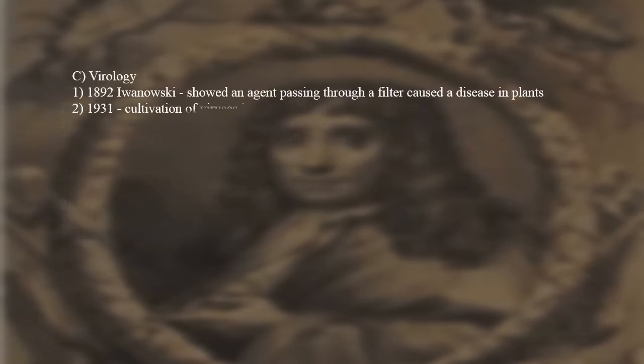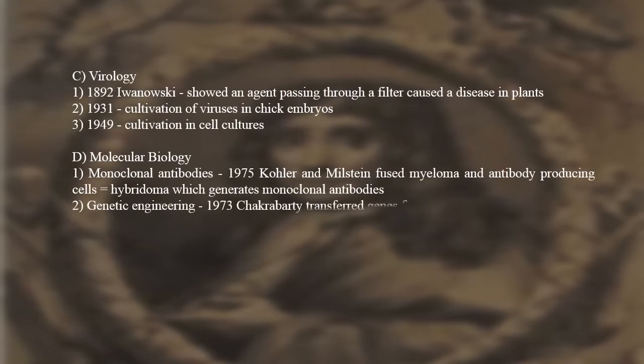Next is virology, where in 1892, Ivanovsky showed that an agent passing through a filtrate caused a disease in plants. In 1931, cultivation of viruses in chick embryos was started, and in 1949, cultivation in cell cultures was introduced. In the field of molecular biology, monoclonal antibodies were developed by Kohler and Milstein in 1975 by fusing myeloma and antibody-producing cells, called a hybridoma, which generates monoclonal antibodies. In genetic engineering, in 1973, Chakrabarty transferred genes from one organism to another.